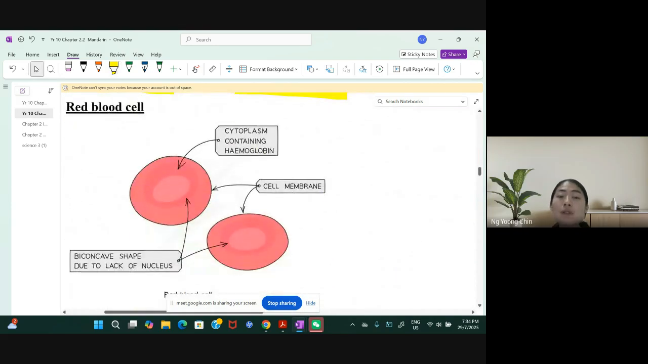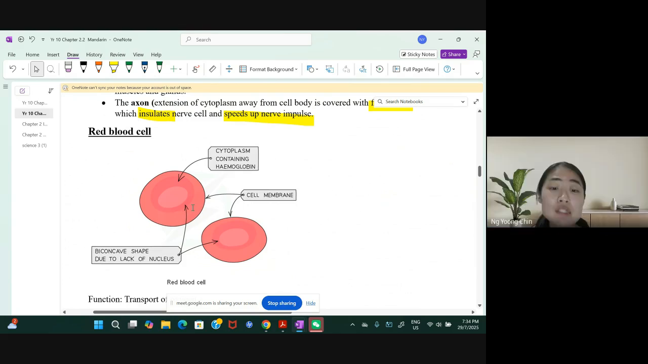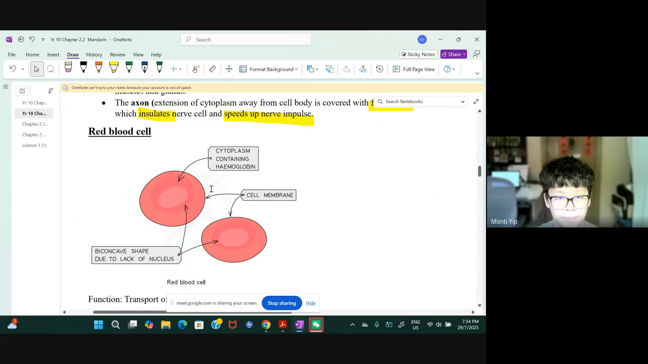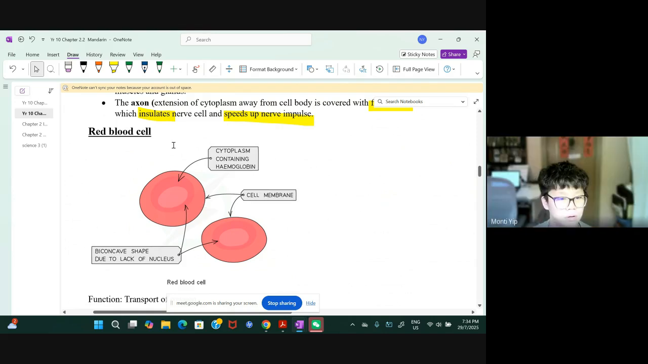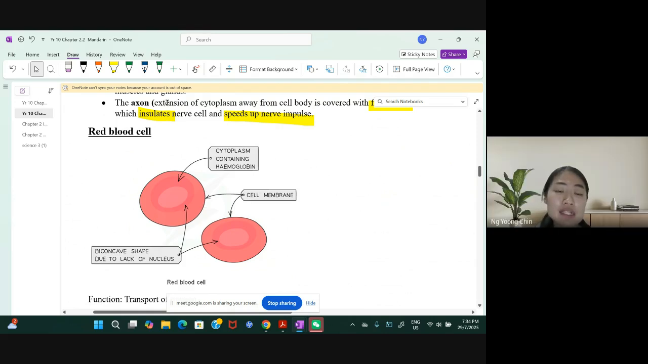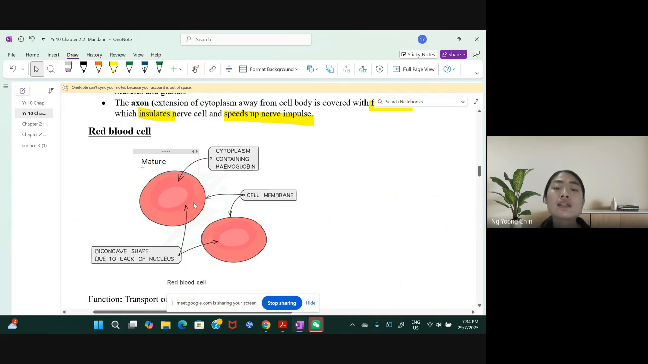Now we talk about red blood cells. Their special feature is that they don't have a nucleus inside. Do you think red blood cells have a nucleus or not initially? Yes, they have it initially. During the maturation of the red blood cell, what you see in this picture is a red blood cell which is already mature. If the red blood cell is not mature yet, it will have a nucleus inside.